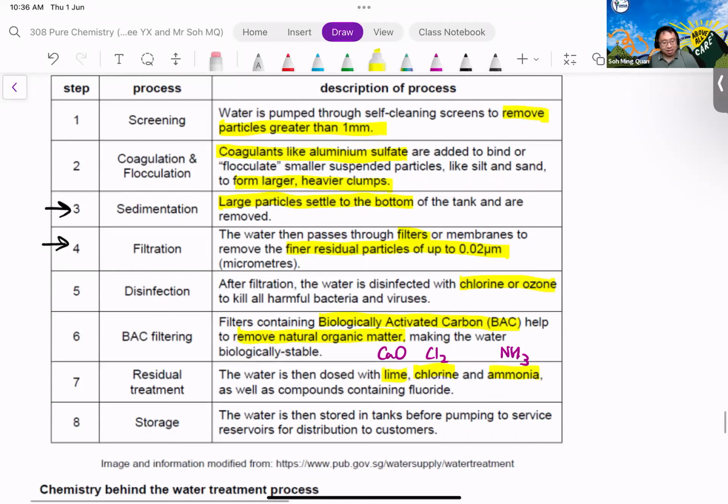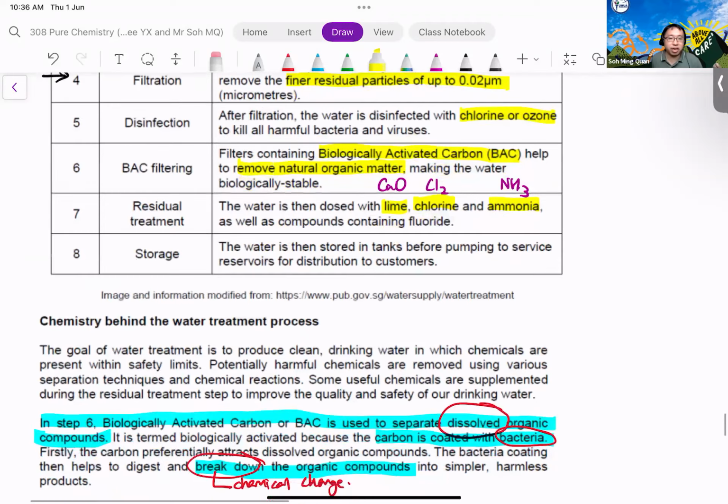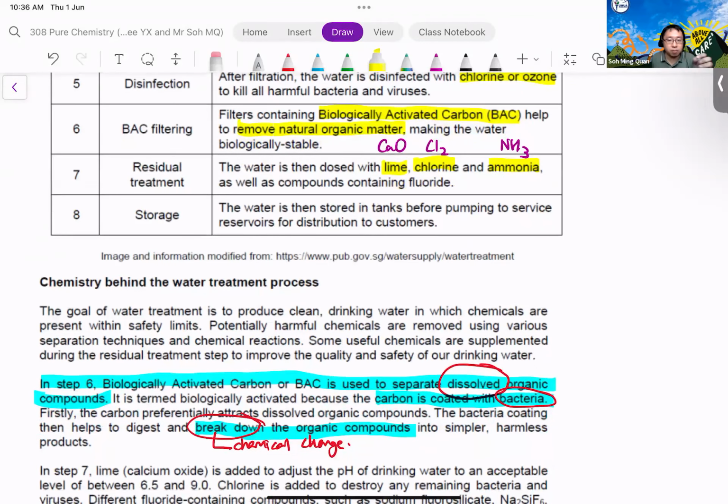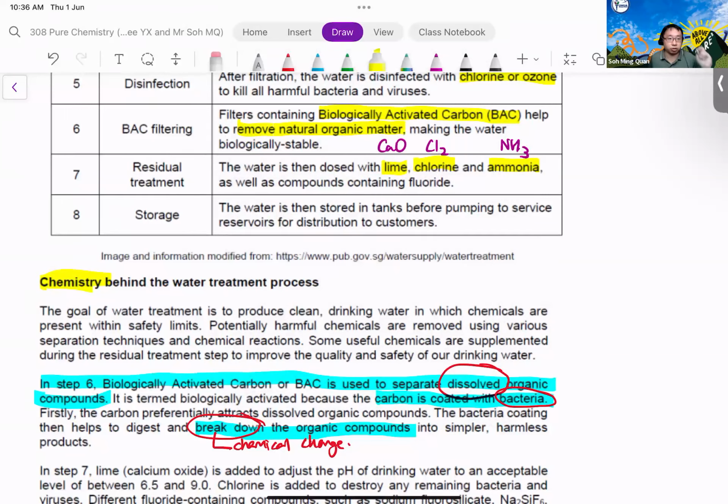Okay. Now you move on. Chemistry behind the water treatment process. So again, you read. Oh, so many things. But when there are so many things, what do you focus on? You go back. You want to focus on the header. It's about chemistry behind the water treatment. You want the definitions and trends. Definition is like what? What is BAC? BAC is, that's what's in blue.